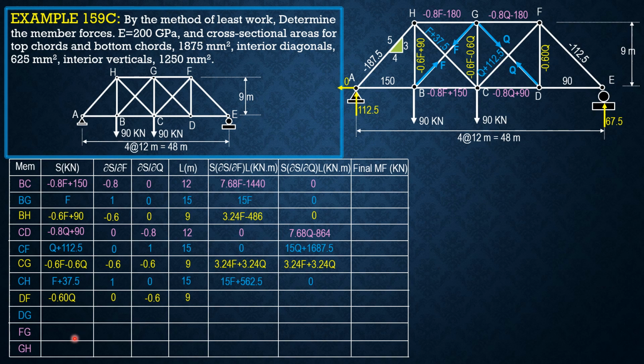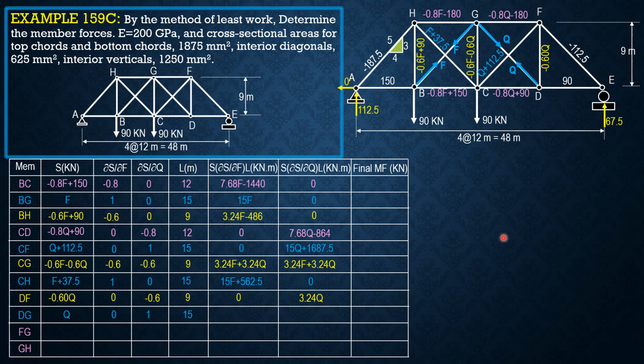Then FG, negative 0.8Q minus 180, 0, negative 0.8. The length is 12, 0. Then the product here, 7.68Q plus 1,728. Then finally GH, negative 0.8F minus 180, negative 0.8, 0. Length is 12, product here, then 0 here.